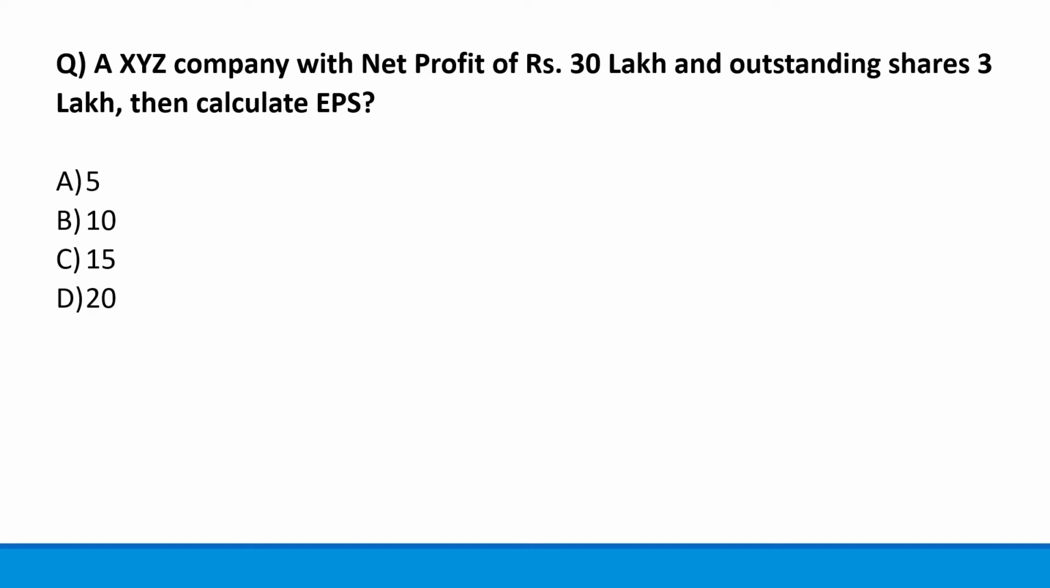A company XYZ with net profit of 30 lakh and outstanding shares of 3 lakh. Then calculate EPS. Option A 5, option B 10, option C 15, and option D 20. The correct answer is option B 10.